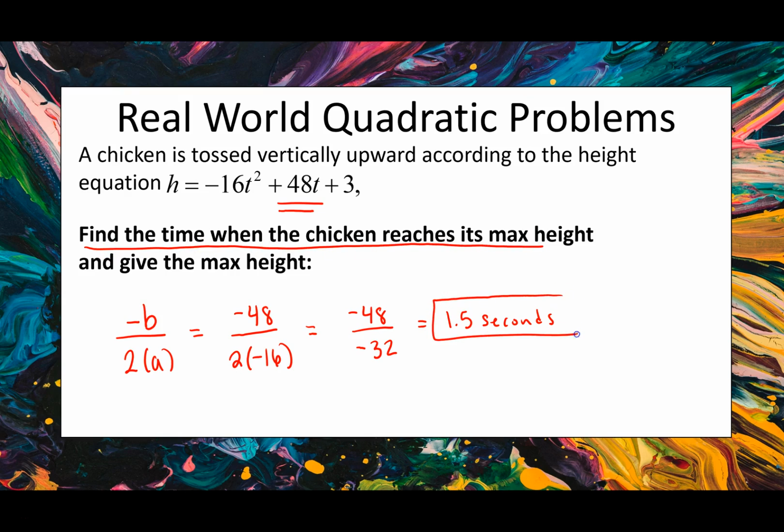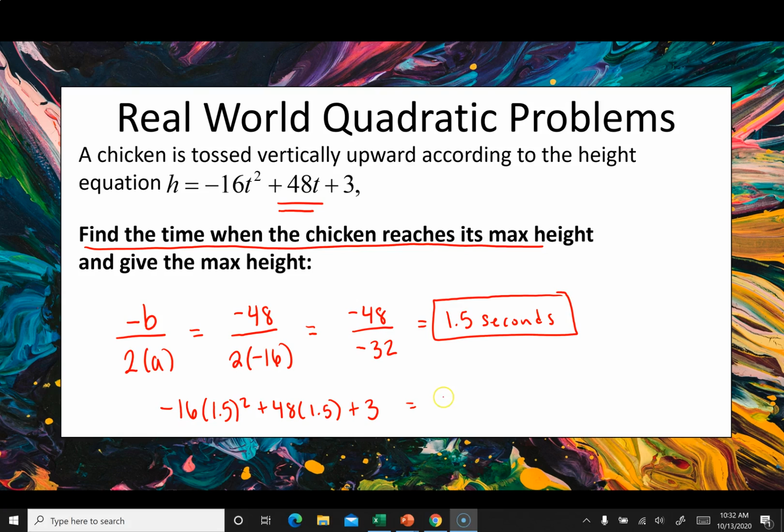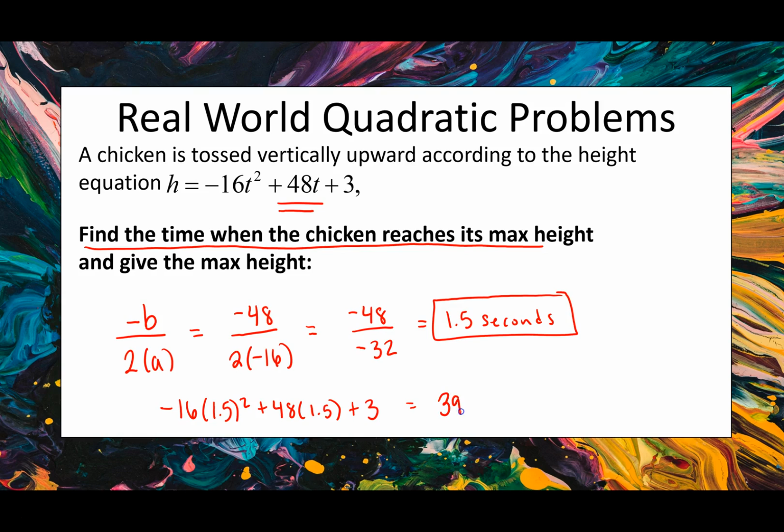That's our first answer. Then to find our second answer, we're just going to plug that straight in to our t. Every time I see that t, I'm putting parentheses around my 1.5. I'm going to now plug that into my calculator, and I get a height of 39 feet. And I do remember that this answer was correct when we used Desmos to find it as well.